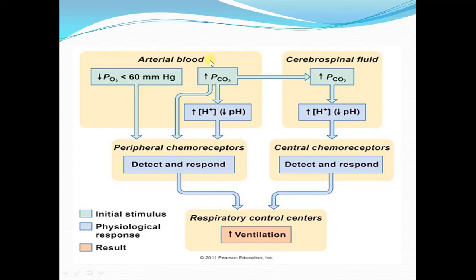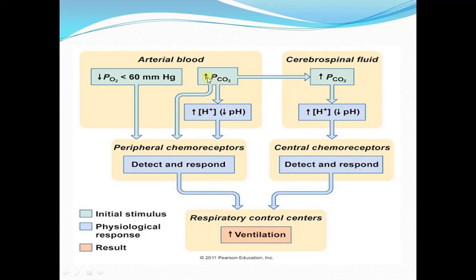If there is an increase in the partial pressure of carbon dioxide in the arterial blood, it is going to stimulate the peripheral chemoreceptors as well as the central chemoreceptors. So an increase in partial pressure of carbon dioxide has the effect of stimulating the peripheral as well as the central chemoreceptors. Through peripheral chemoreceptors, the signals are transmitted to the brain stem to result in increased pulmonary ventilation.